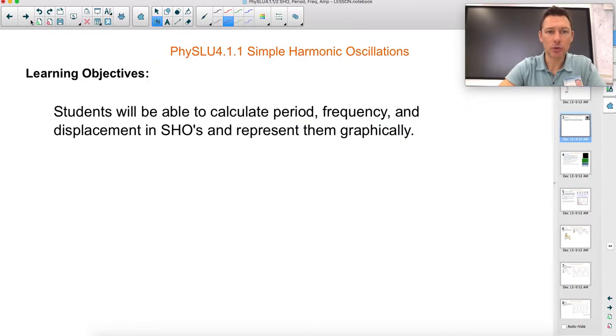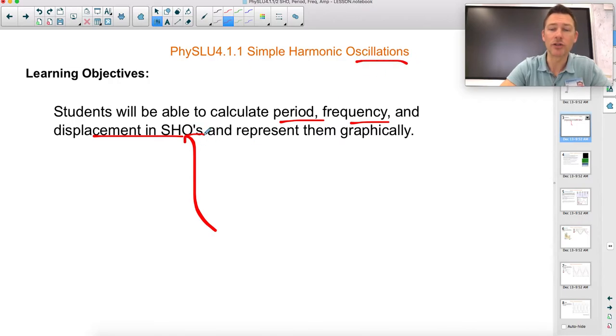Okay. So I want you to be able to calculate period and frequency, displacement, and show simple harmonic oscillators, oscillations, or simple harmonic motion. They're all kind of the same idea. All right.